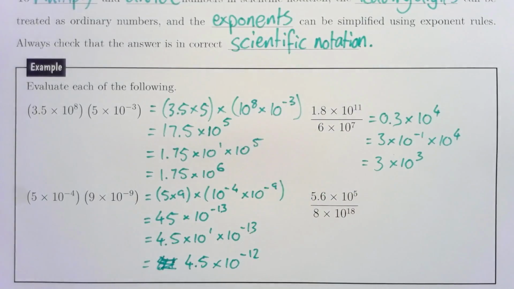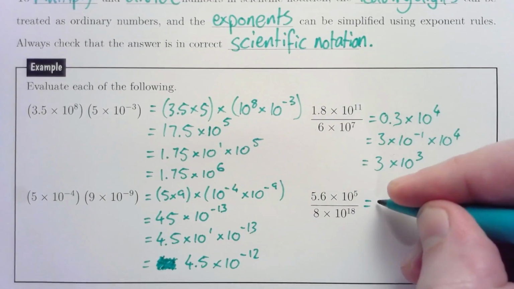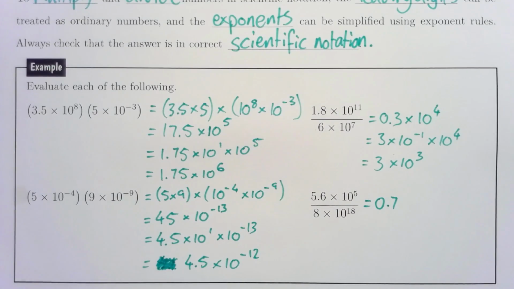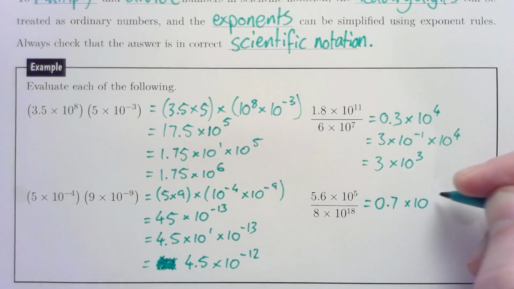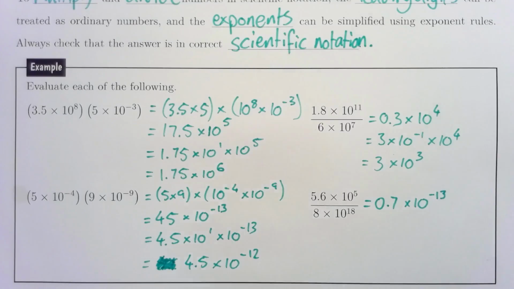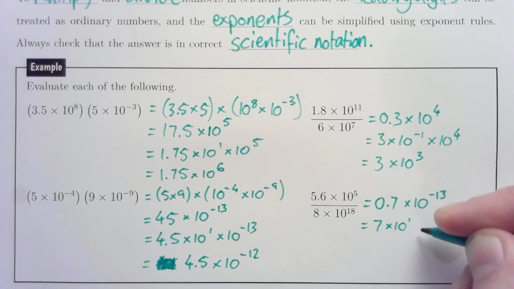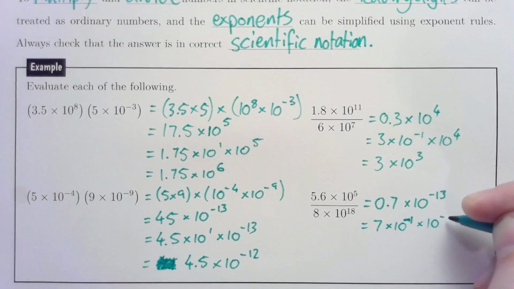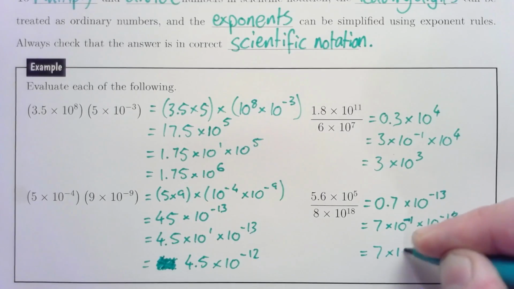5.6 times 10 to the power of 5 divided by 8 times 10 to the power of 18. 5.6 divided by 8 is 0.7, and 10 to the power of 5 divided by 10 to the power of 18 is 10 to the power of negative 13. 0.7 can be written as 7 times 10 to the power of negative 1, so our final answer is 7 times 10 to the power of negative 14.